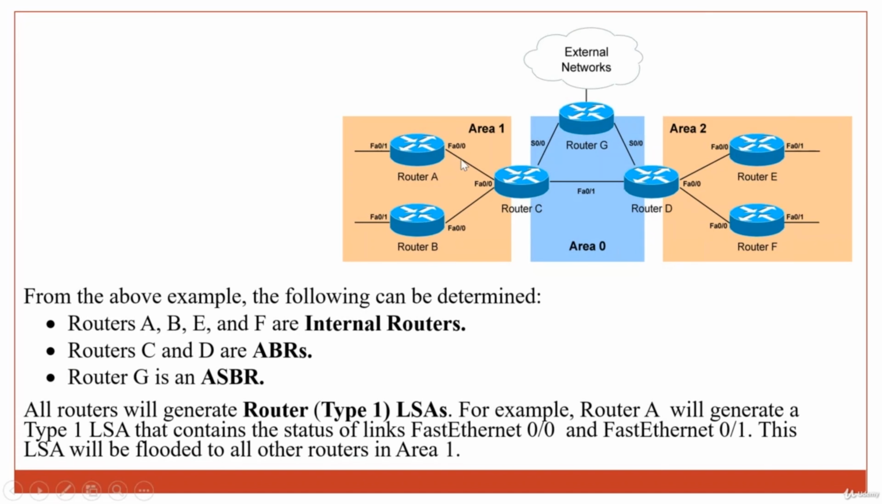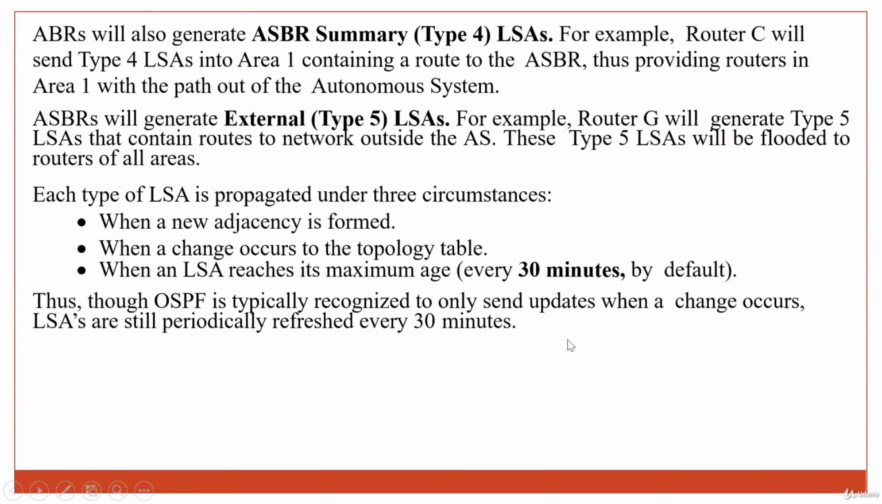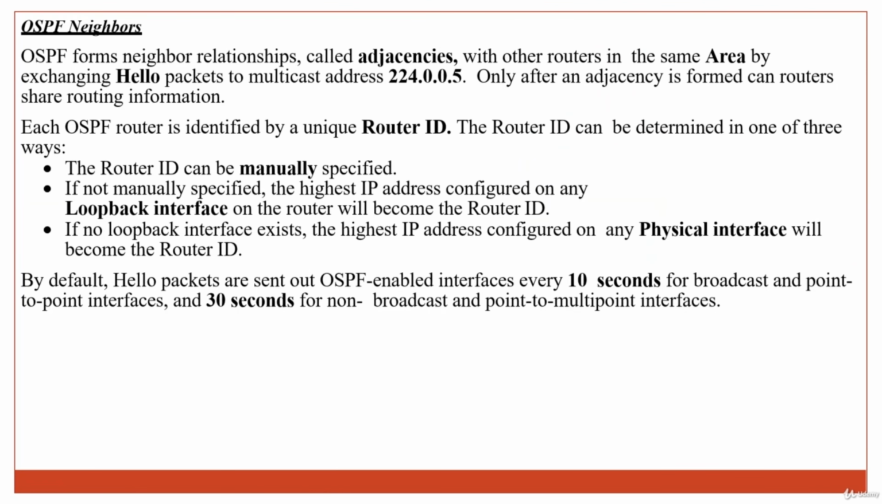Now here in the diagram you can see that you have area 1, area 0, area 2. So belonging to area 1, area 2 and area 0, you have this router and network LSA, means type 1 and type 2 LSA will be generated in that. Then you can see that router C and D, they are ABR, so they are going to generate the type 3 and type 4, and then router G is belonging to ASBR, he is going to generate type 5 LSA. Okay, great.